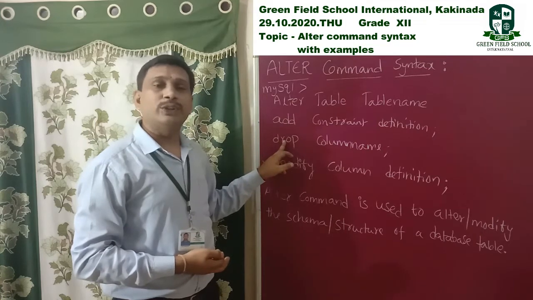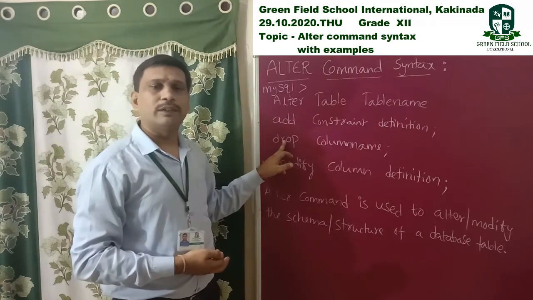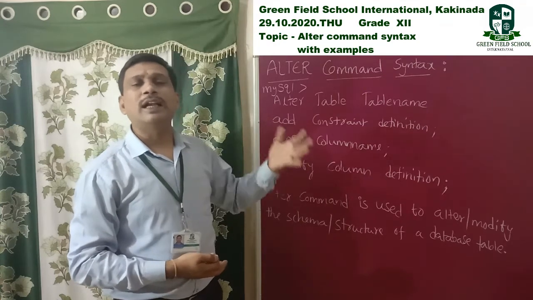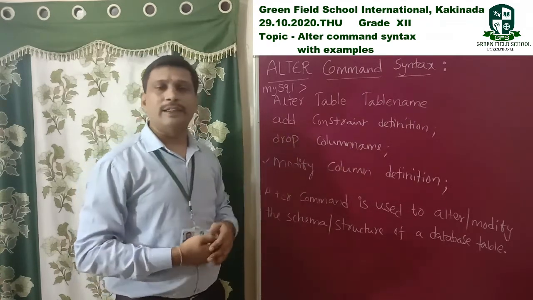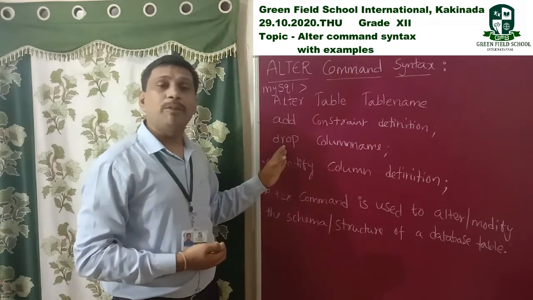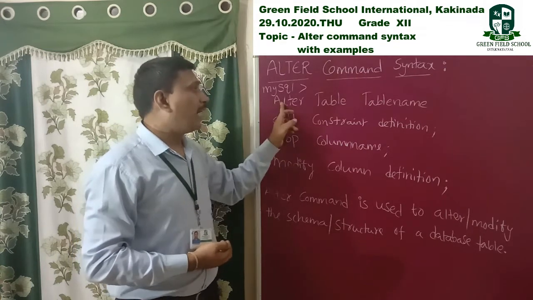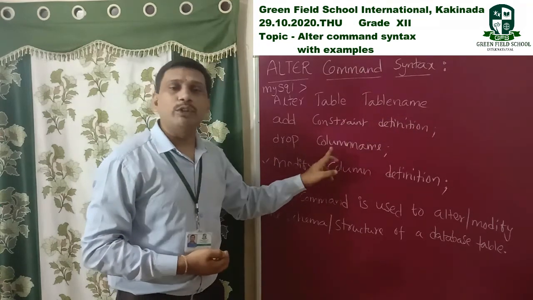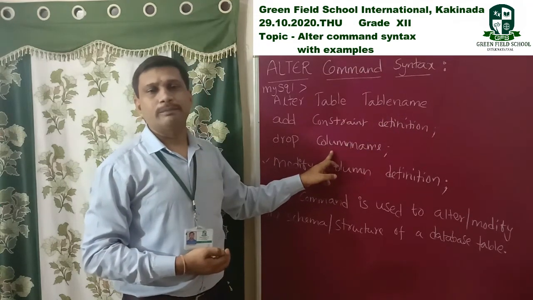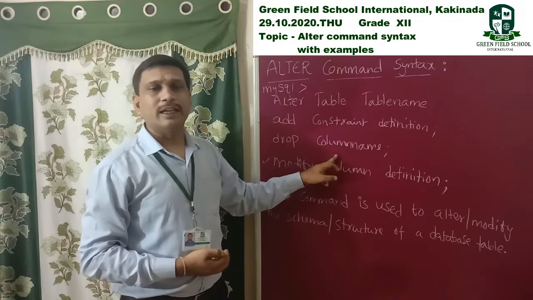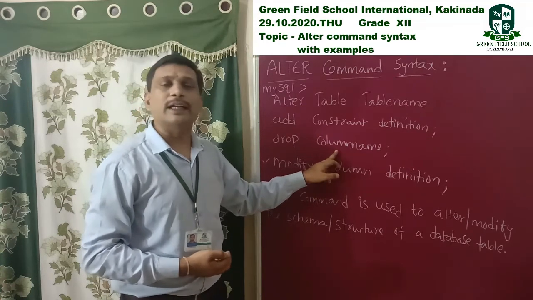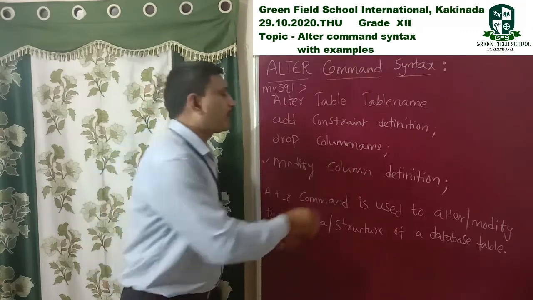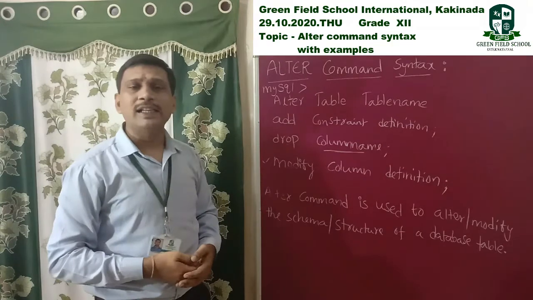See, the drop option with the alter command is used for dropping one column or dropping one constraint. When we drop one constraint, we go for alter table, table name, drop. Here we specify the constraint name. When you are removing one column, we specify a column name. When you are removing one constraint, here we specify the name of the constraint.